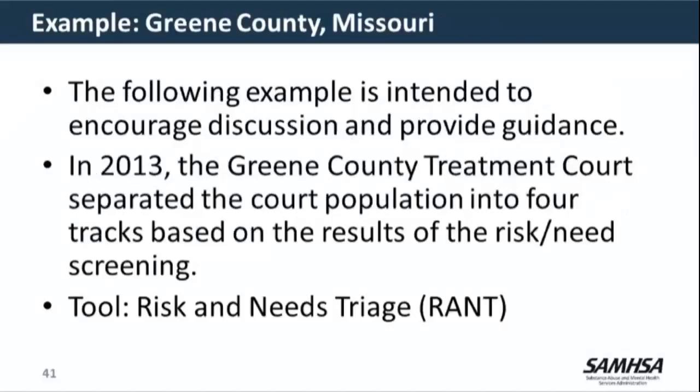In 2013, we implemented the 4-track model, or the 4-quadrant model, in our treatment court. We were not able to actually put people out of the system because we're post-plea for the large part. And so we just kept a lot of our folks, but we thought this would be a way, quite frankly, to reduce our cost. But what we found was it also increased our outcomes dramatically. And the tool we used was the risk needs triage, which is the RANT. And we would administer the RANT prior to people coming into the treatment court program. And then we would look at what we had once we did that.